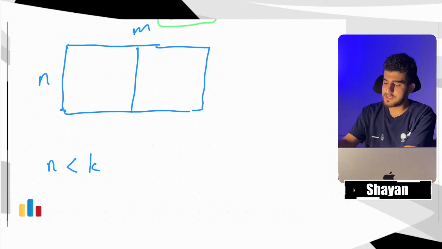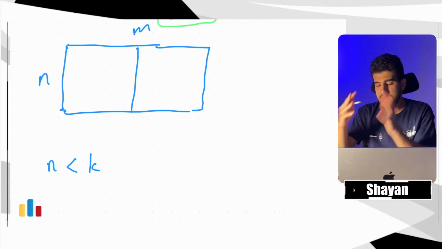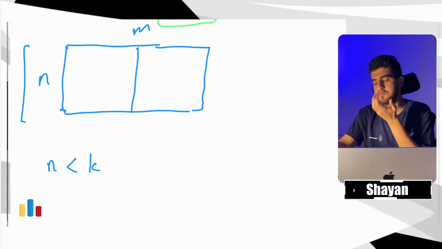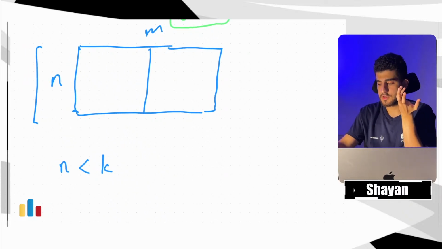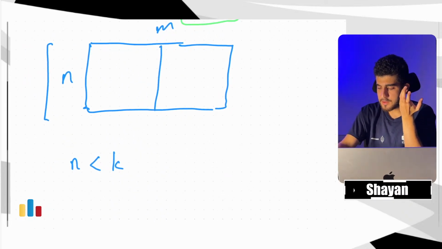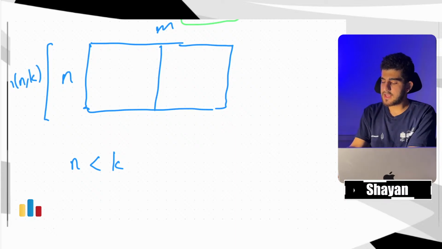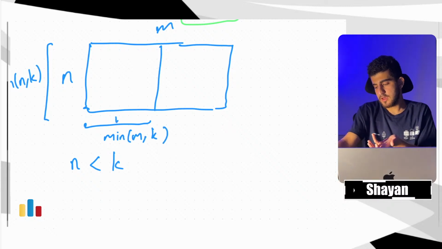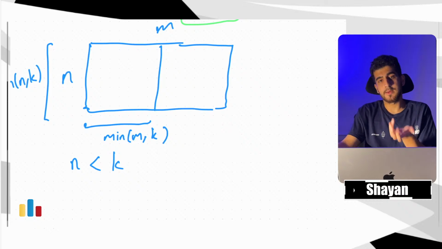Therefore, in this case, in each of the directions, if n is greater than or equal to k, we can consider the first k rows. If n is less than k, we just consider the first n rows. So we only consider the minimum of n and k rows here. And for m as well, we consider the minimum of m and k. If m is greater than k, it is going to be k. If m is less than k, it is going to be m.